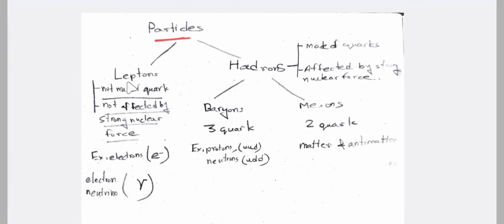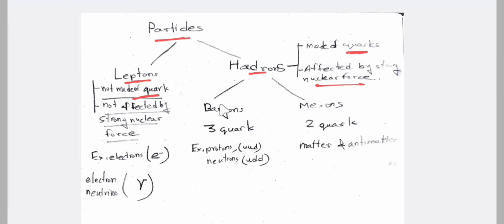Particles are made up of leptons and hadrons. Hadrons are made up of quarks, so they are affected by the strong nuclear force. But leptons are not made up of quarks, so they are not affected by the strong nuclear force.